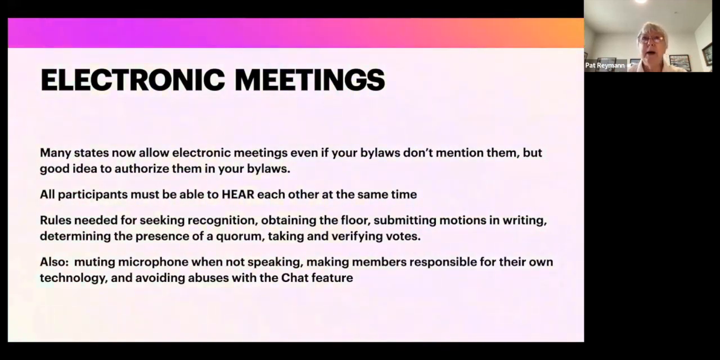You need to remind people that they are responsible for their own technology. If they lose connection in the middle of a vote, it's a shame, but the group is not going to retake that vote just because somebody dropped off. It's not feasible. And of course, you need to avoid abuses with the chat feature.